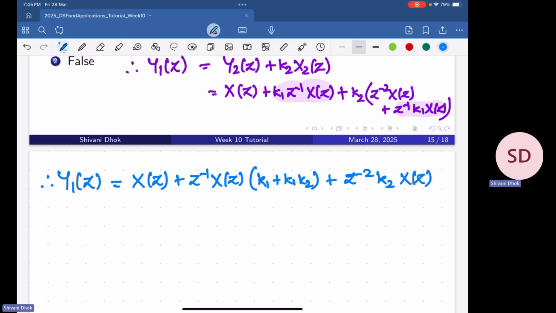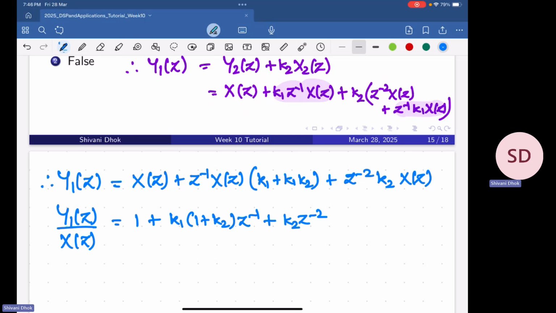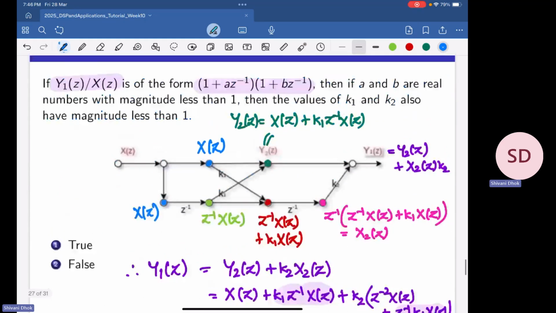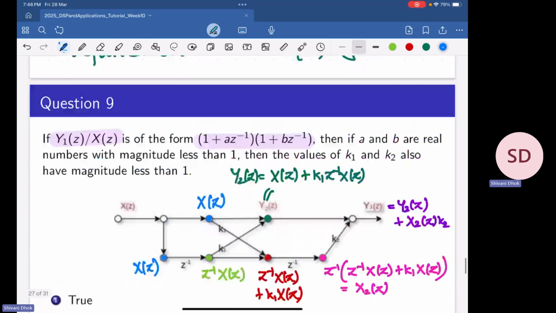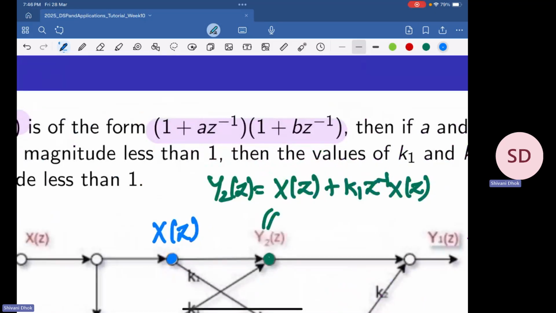Now I can divide both sides by x of z. So what I get? y1 of z divided by x of z comes out to be equal to 1 plus k1 into 1 plus k2 z inverse plus k2 into z to the power minus 2. And this is given to us that this particular thing takes the form 1 plus a z inverse into 1 plus b z inverse.